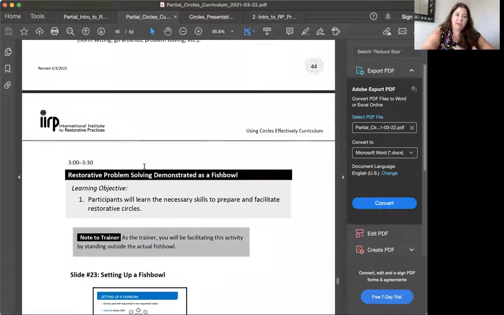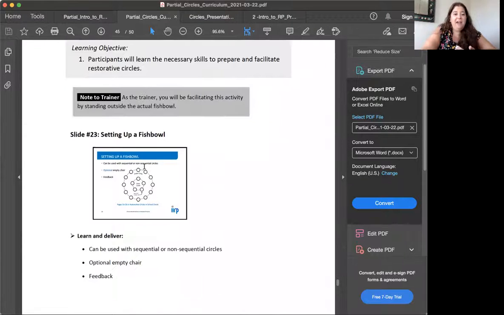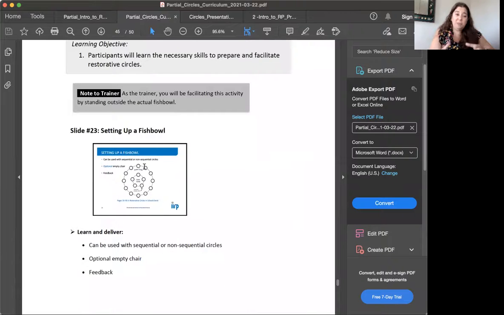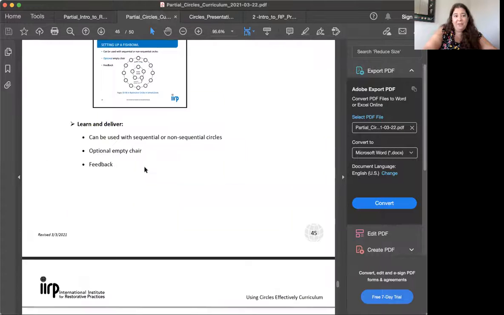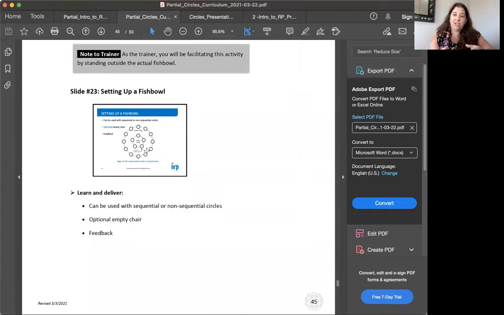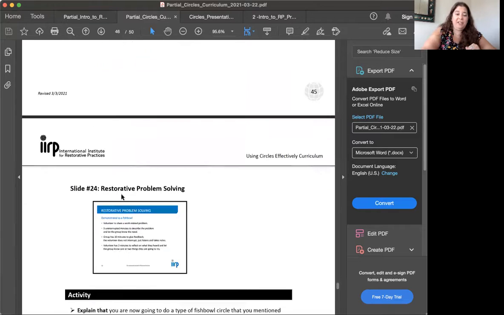And then lastly, we talk about using circles with staff and using a fishbowl to demonstrate restorative problem solving. So if you are doing this online, the way we've simulated a fishbowl is to have that inner circle represented by folks keeping their cameras on, and then the outer circle turns their cameras off until they're ready to share, and then they'll turn their camera on to give the feedback. So that's worked out really well, and I'm sure you'll talk a lot more about that during your TOT.